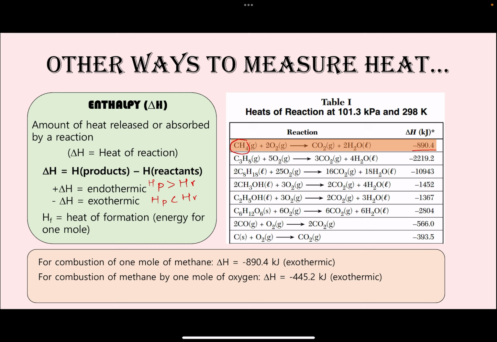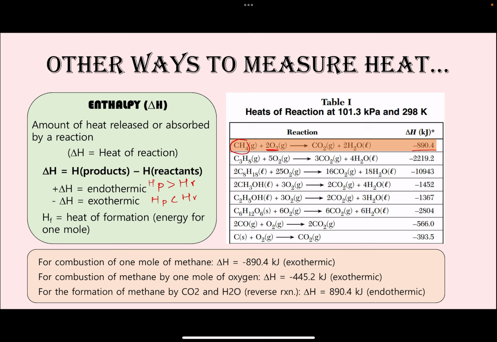But if I ask you for the combustion of methane with 1 mole of oxygen, notice that this equation is for 2 moles of oxygen. So if I am focusing on 1 mole of oxygen, we will divide the negative 890.4 by 2, so that we have the energy using 1 mole of oxygen. This is also a negative number, meaning that it's going to be an exothermic reaction.